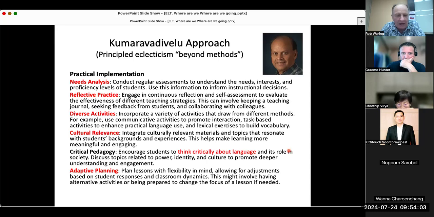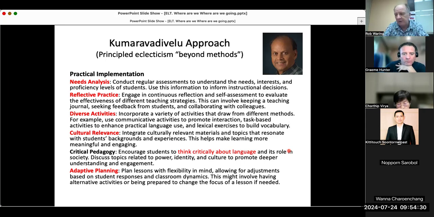If we are actually implementing this, we're going to need needs analysis. It involves reflective practice. The teachers need to reflect on what they're doing. Students should reflect on what they're doing. What are they doing well? What are they not doing well? Use diverse approaches, make sure that it's culturally relevant, and allow students to think critically about the language and its role. And also means that the teachers need to have adaptive planning.